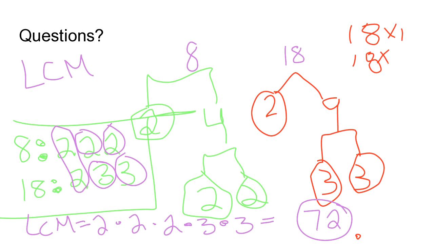Okay, so I have 2 times 2, which is 4. 4 times 2 is 8. 8 times 3 is 24. 24 times 3 is 72.